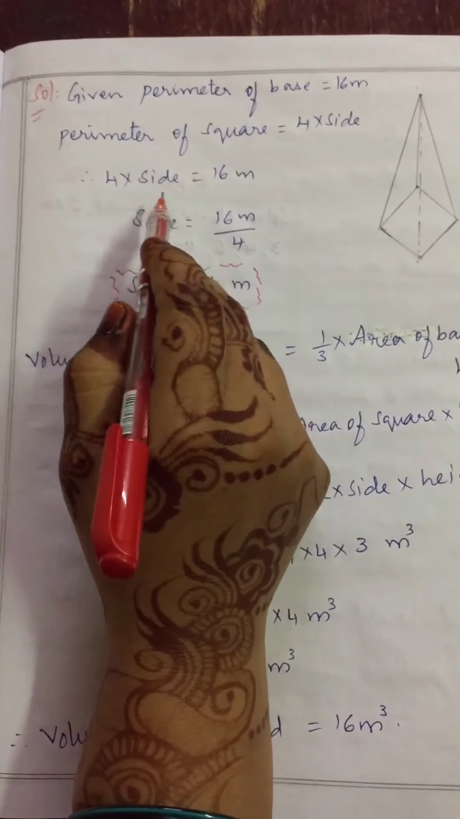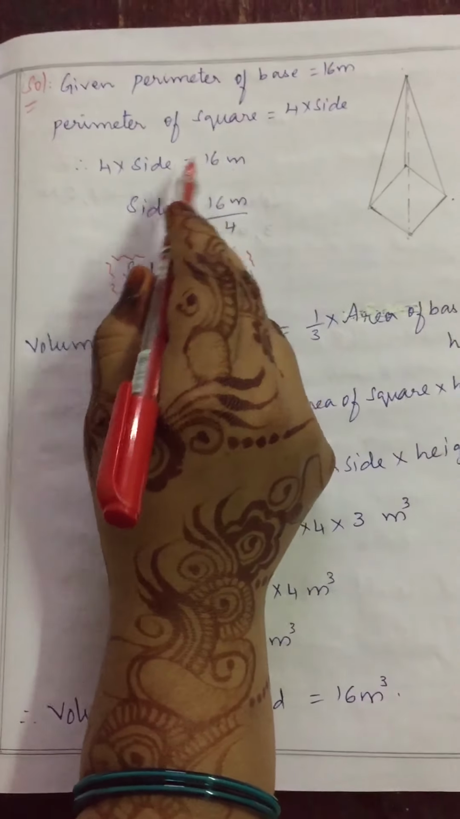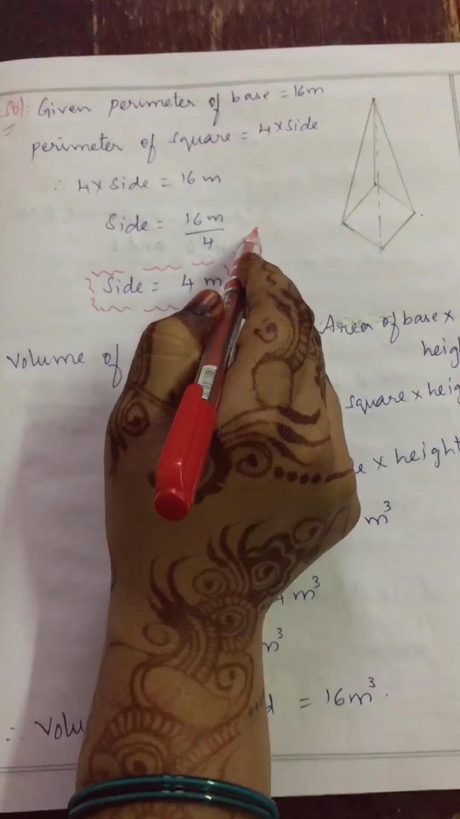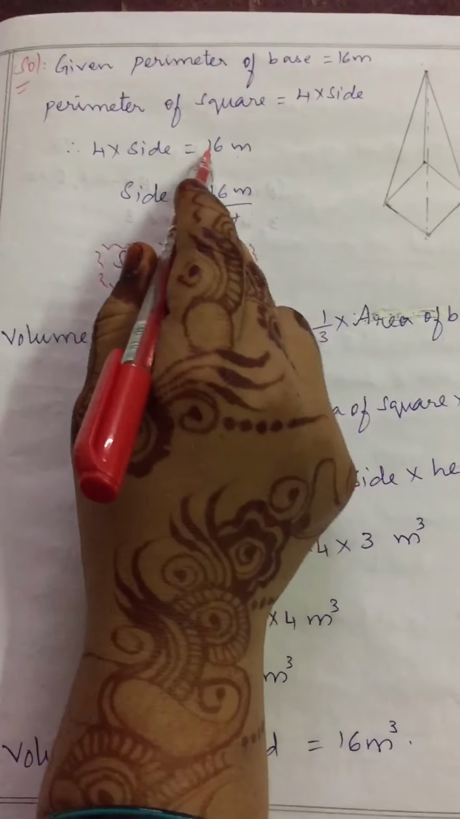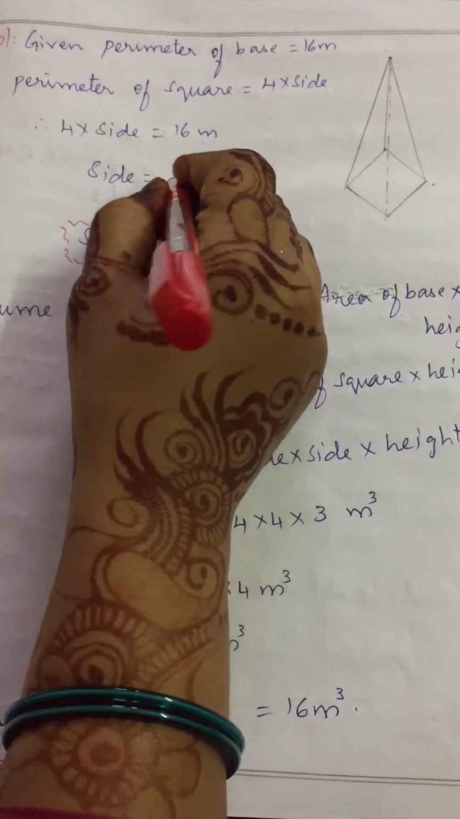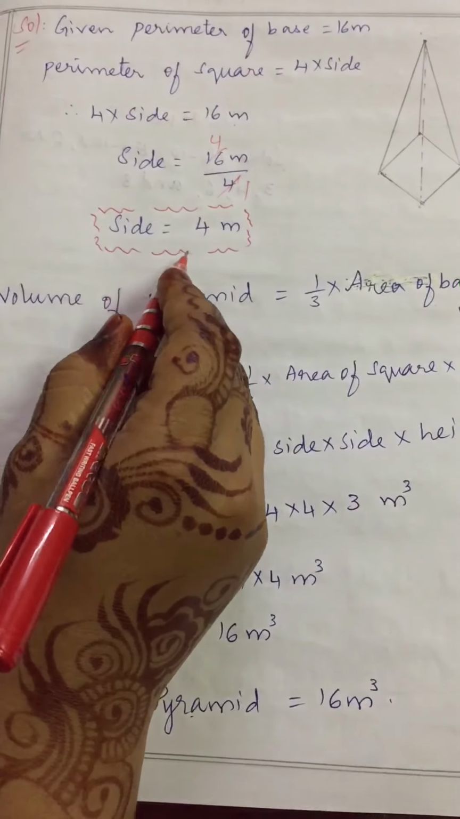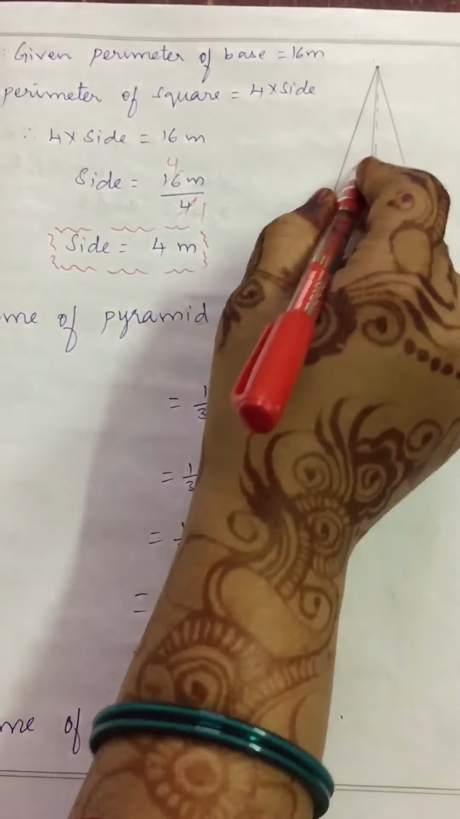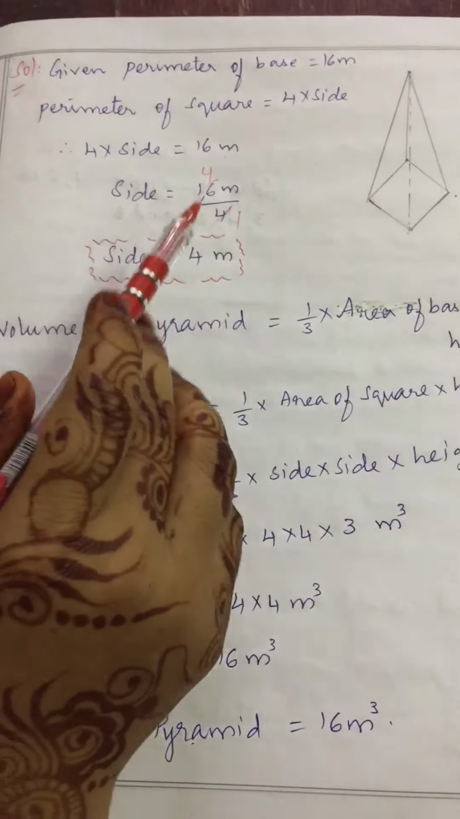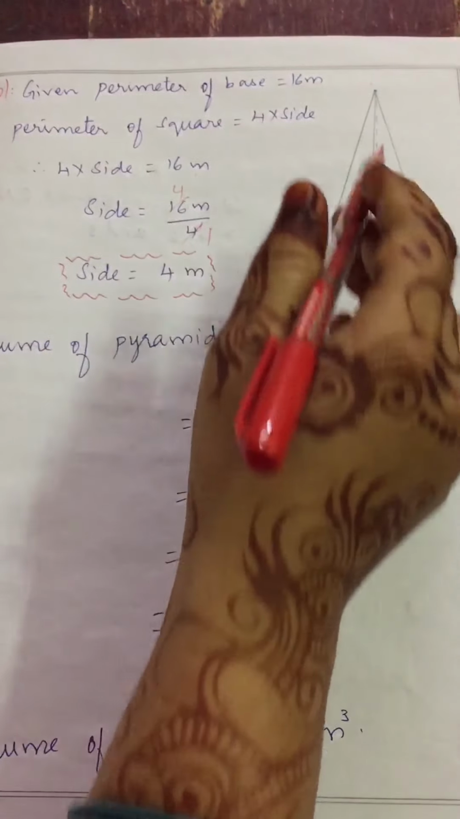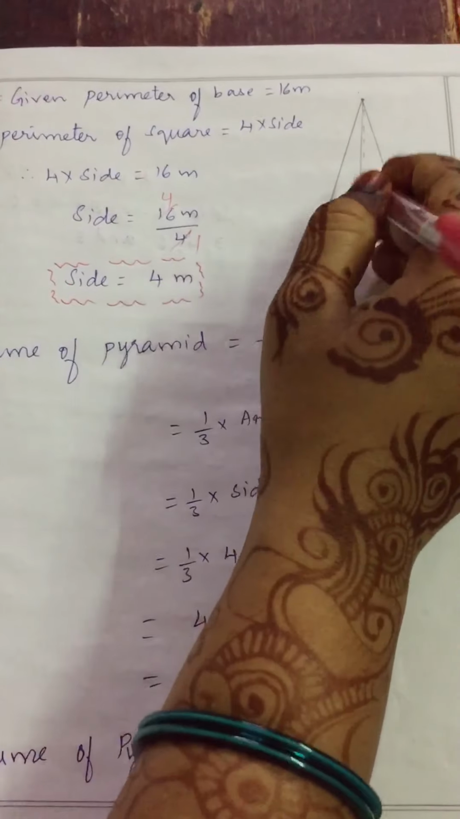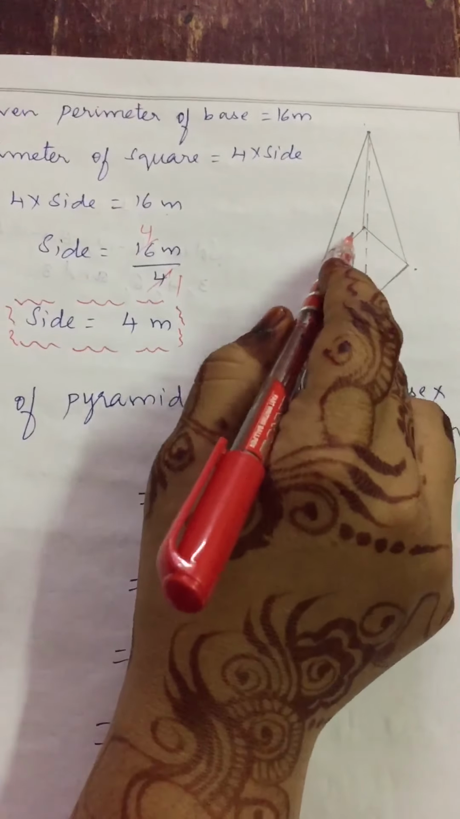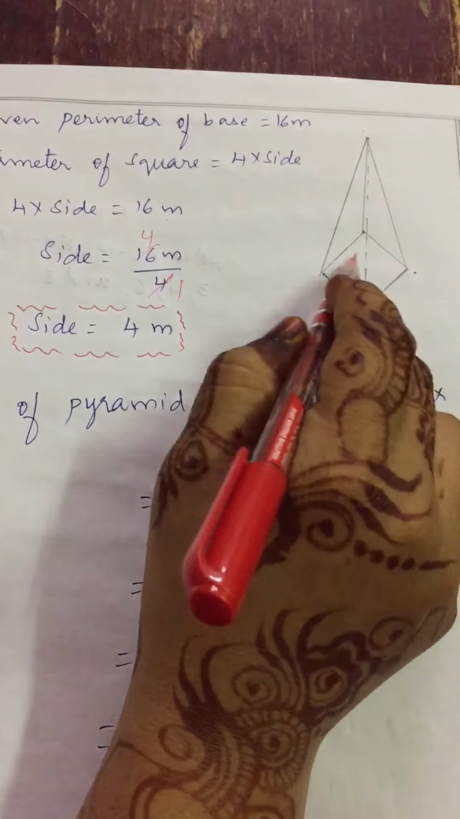Clear, children? So 4 into side equal to 16 meters. Side you keep, this 4 you send to that side. That will come under division. 16 by 4. 4 ones are 4, 4 4s are 16. So side we got 4 meter. Which side, children? Base side. Again I am telling, he mentioned perimeter of the base. He mentioned pyramid base is in square shape. This base perimeter he has given.